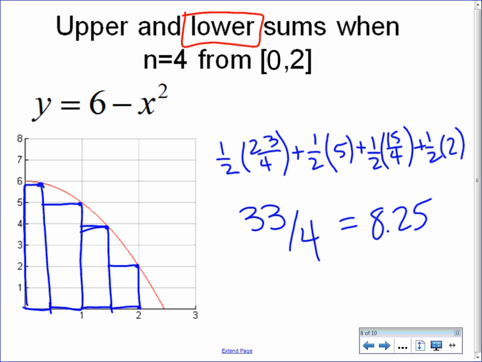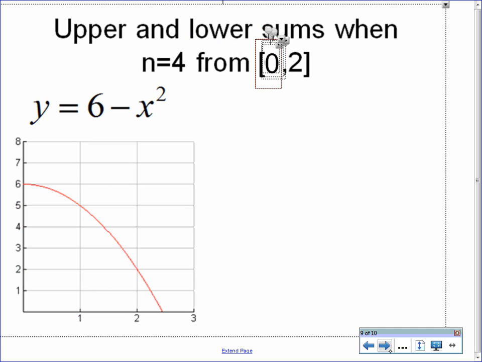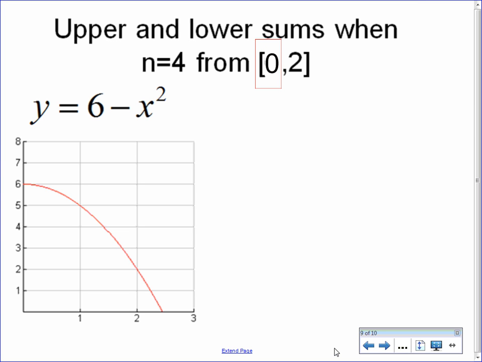Now let's look at our over approximation. I'm not sure why that's highlighted, but that's all right. Let's just run with it. Okay. So we're looking at left endpoints.